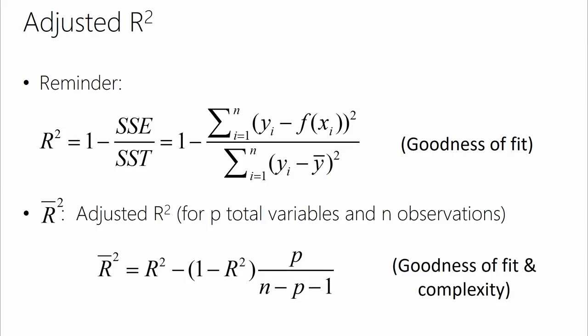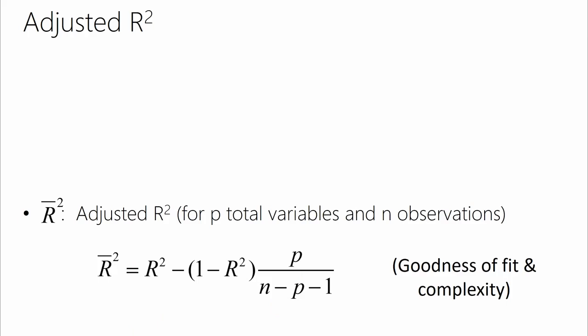Now, adjusted R-squared has the R-squared in it, but it also has a penalty for how many terms are in the model. So if there's p terms in the model, this is the penalty. So this thing doesn't just like accurate models, it also likes sparse models. So let's discuss this a little bit further.